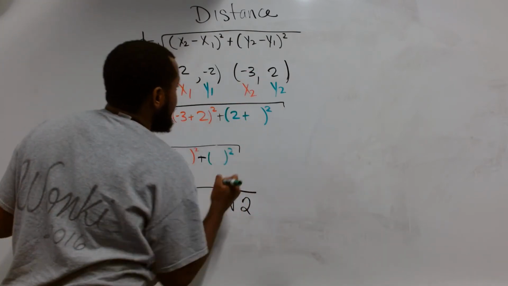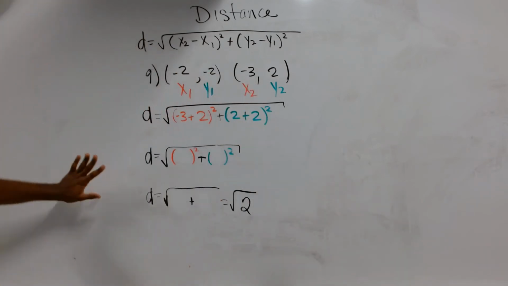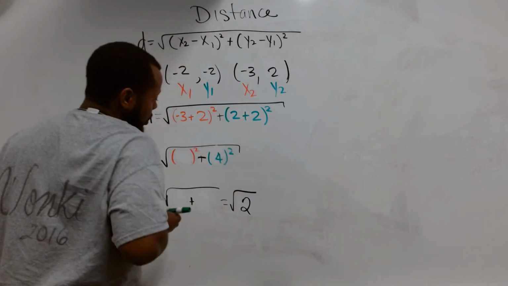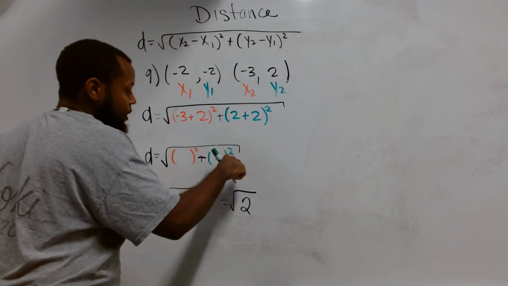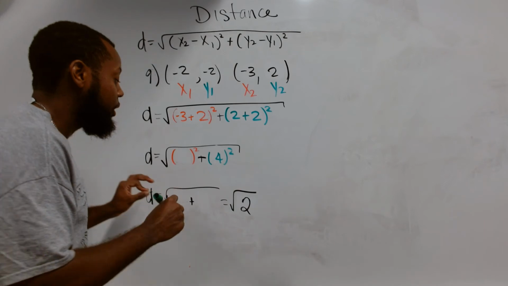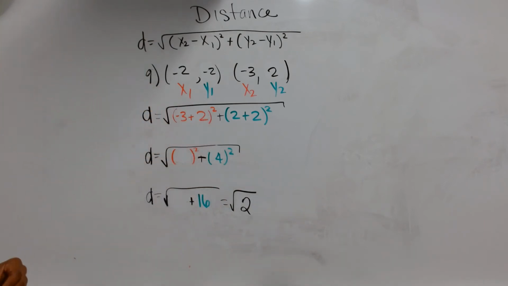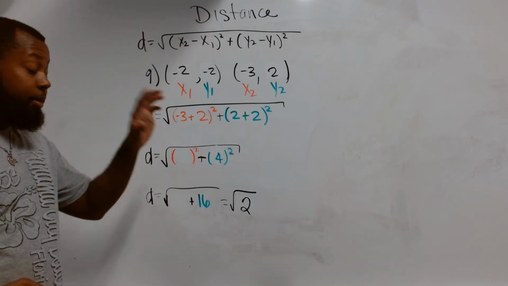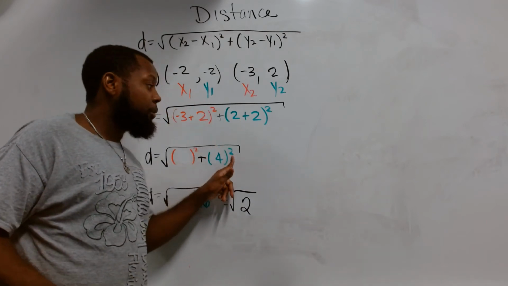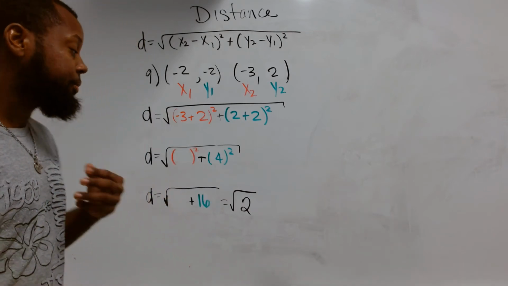Y2 is 2. Y1 is negative 2. Two negatives give you a positive. So I know 2 plus 2 is 4. 4 squared is the same as 4 times 4, and 4 times 4 is 16. Slow down: 2 plus 2 is 4, and 4 squared, which is the same as 4 times 4, is 16.